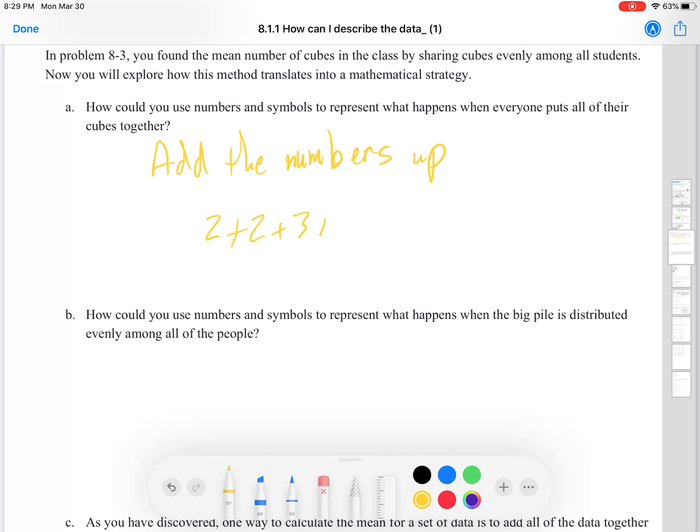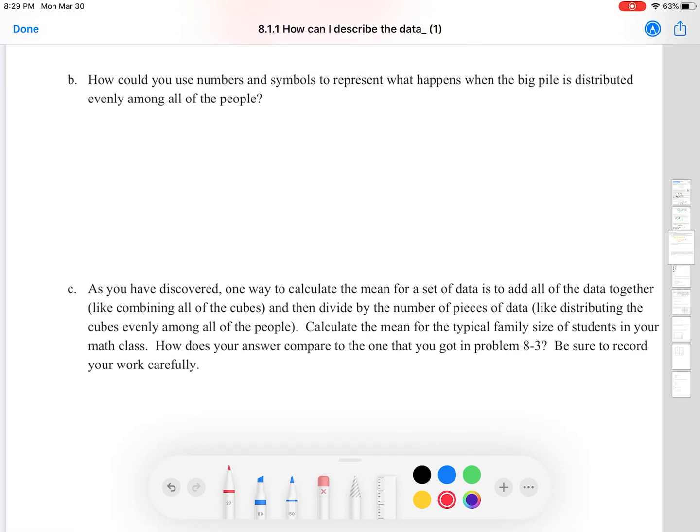2 plus 2 plus 3 plus 4 plus 4. 2 plus 3 is 4, right? 4 plus 3 is 7. 7 plus 4 is 11. And then 11 plus 4 is 15. So this will equal 15.